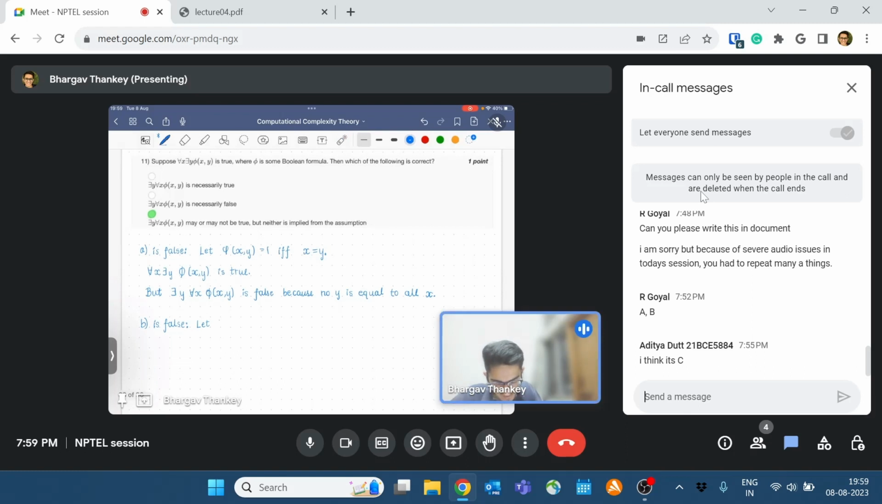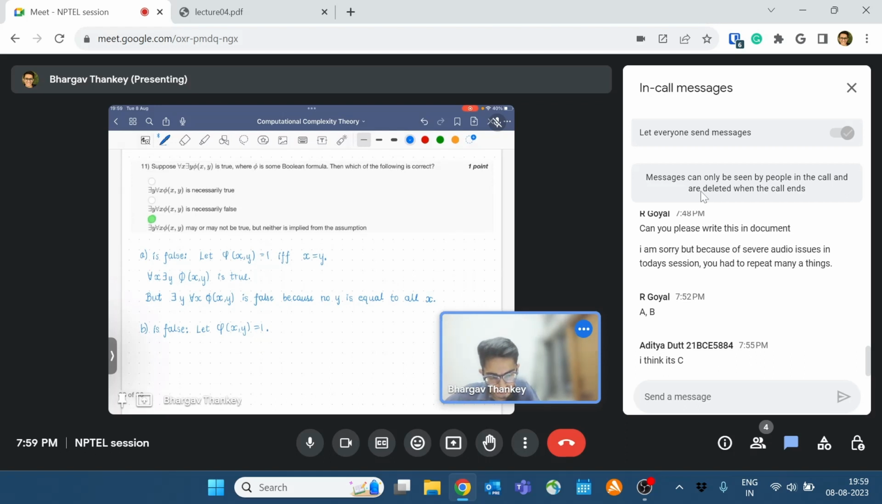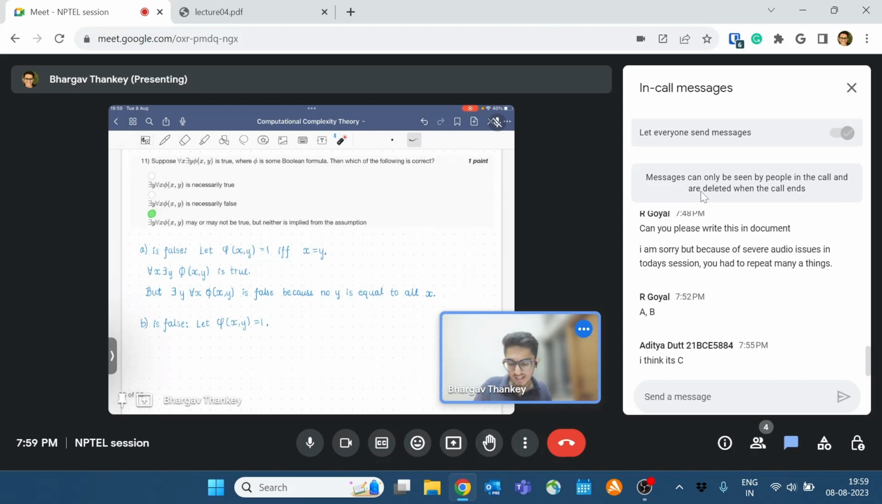Phi of x comma y is 1. So it's just phi of x comma y equal to 1. You just ignore x and y completely. So in that case, this would be true and this would be true, because we are ignoring x and y. Is this fine?